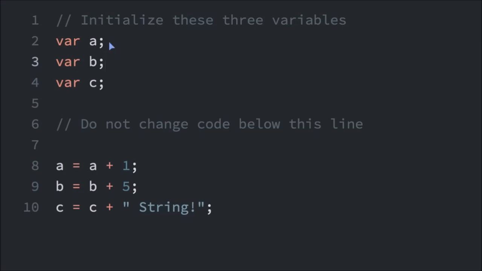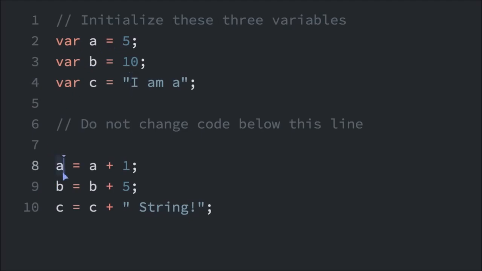Before we do anything to these variables, they are uninitialized. That means their value is undefined. We have not set them to anything. But it's simple to fix that. I'll just set a to 5. I'll set b to 10. And then we can set c to a string. It's going to be "I am a string". We always have to put in quotation marks like that.